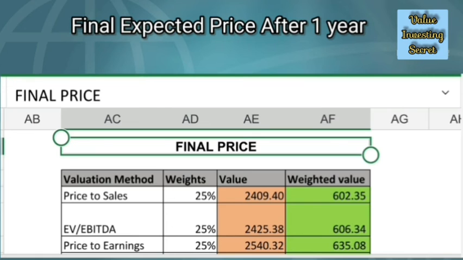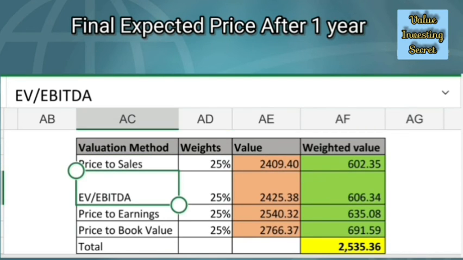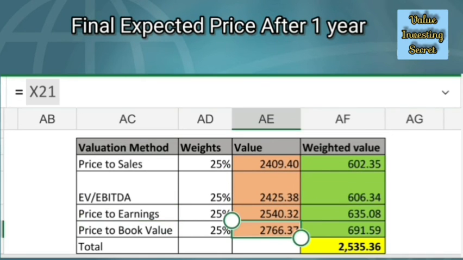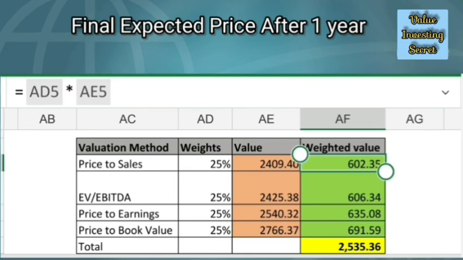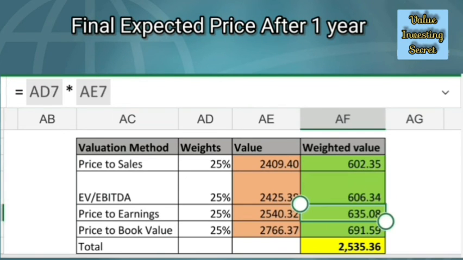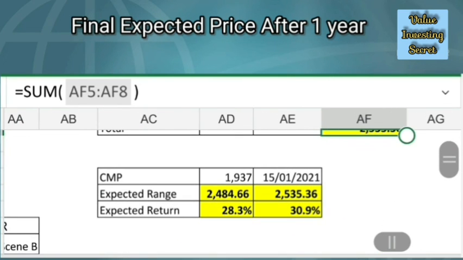Now I will calculate the final expected price after 1 year. Here we have 4 values for different conditions, that is price to sales, EV by EBITDA method, price to earnings, and price to book value methods. So all these 4 are different values. So I will give equal weightage for all these values so that I will be considering the weightage value of all these methods. Here the weighted values are added and the final price is 2,535 rupees. This will be the value after 1 year.